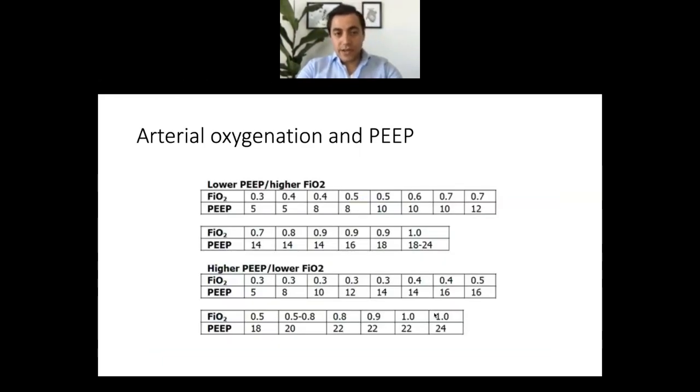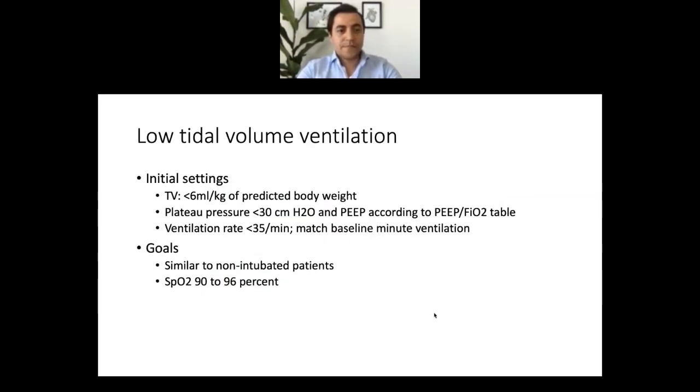For the first group, you should use the lower PEEP, higher FiO2 table, and for the latter type, you should use a higher PEEP, lower FiO2 table to provide adequate oxygenation for the patient. You should do regular arterial blood gas controls if the patient is ventilated to see whether or not you're adequately providing oxygen. The initial settings of your ventilator should be less than 6 milliliters per kilogram of predicted body weight for the tidal volume.